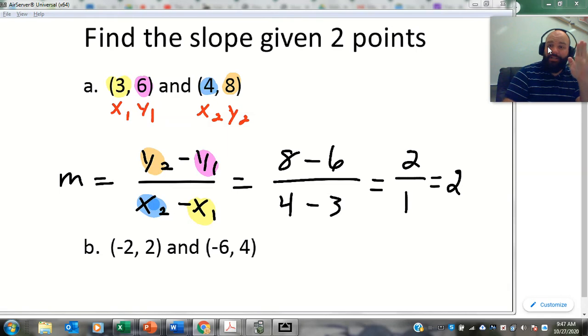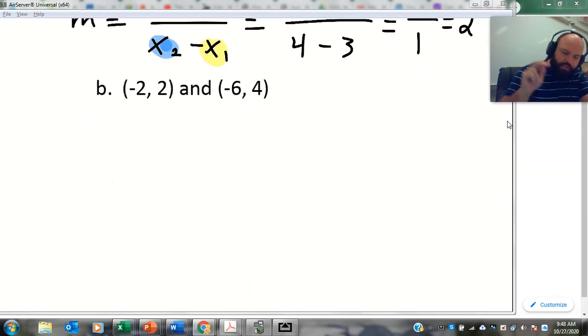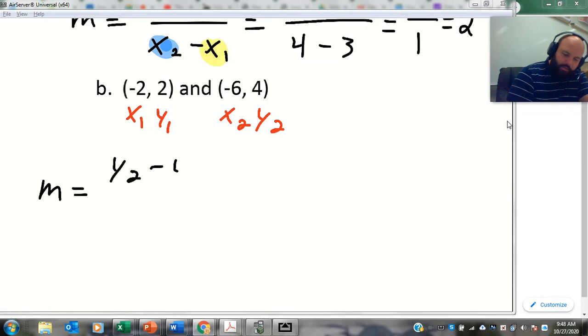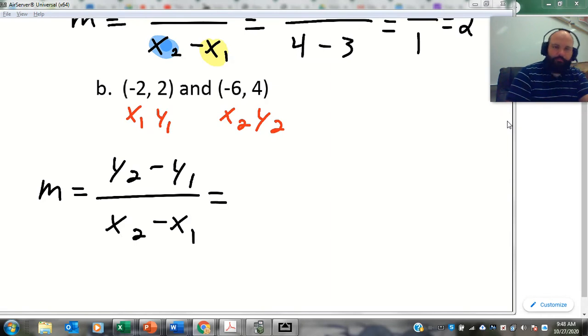Okay, so the line is actually a little steeper than 45 degrees, which we'll explain later whenever we go to graph. So let's try another one. Ordered pairs, x1, y1, x2, y2. I'm going to write our formula. Slope is y2 minus y1 over x2 minus x1. Now we need to substitute our values in. So the y2 is 4, and then minus y1, which is 2.